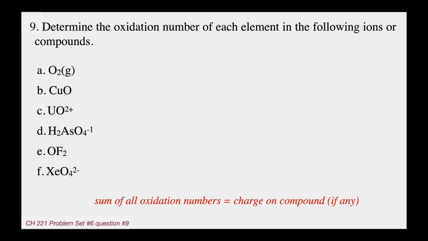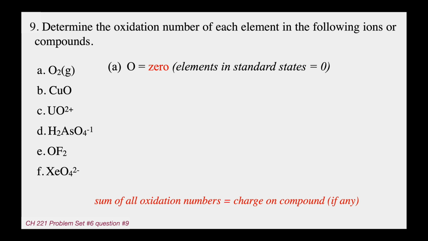Now, the first one, O2 gas, that's elemental oxygen. All elements, such as O2, as well as, say, pure magnesium and krypton and mercury, etc., all of those will be zero. All elements in their standard states are equal to zero.